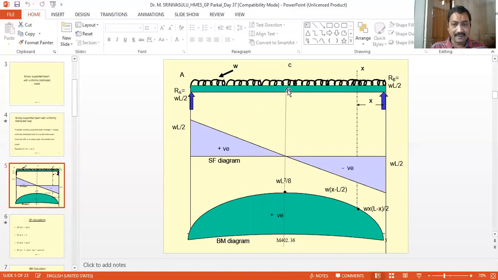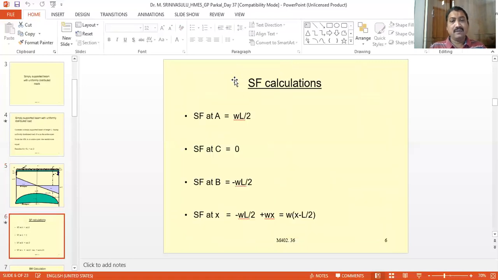So the shear force at point C is equal to, the first force is the point load, that is the support reaction, WL by 2 acting upwards to the left of the section, so positive, plus WL by 2. Next, the other force is W into L by 2, but it is acting downwards to the left of the section, so minus. So WL by 2 minus WL by 2 is equal to 0. So the shear force at point C is equal to 0.